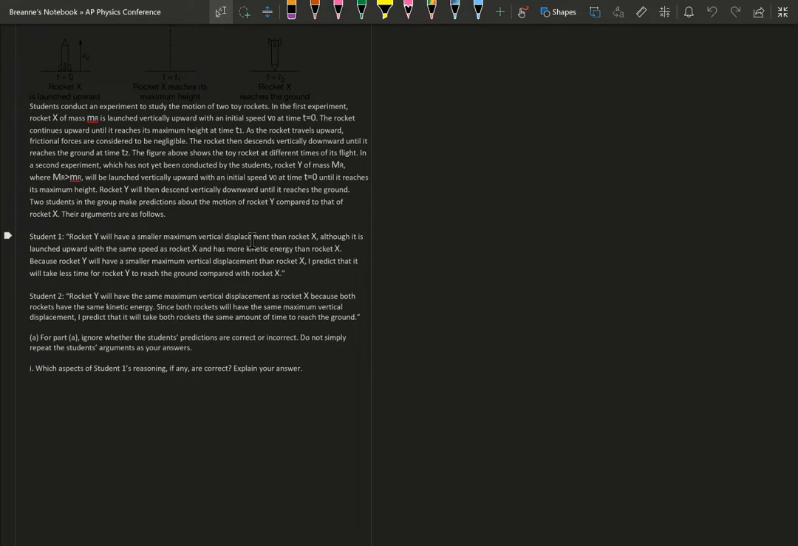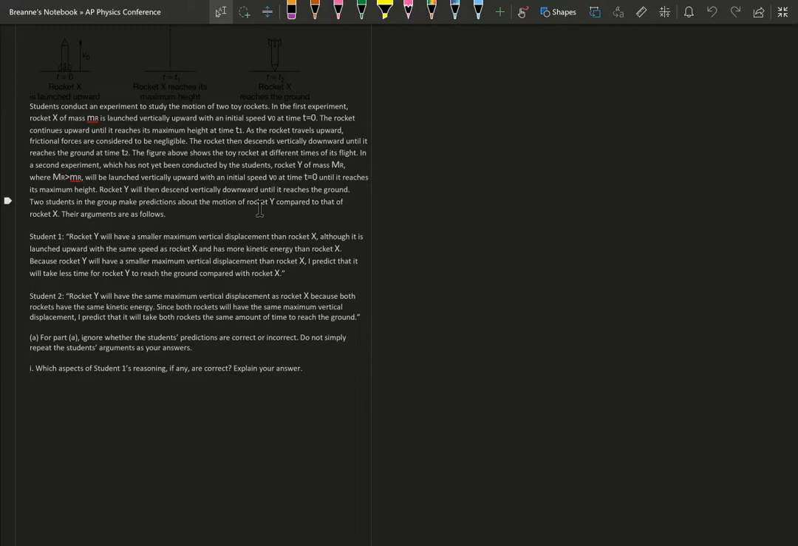So student 1 states, rocket Y will have a smaller maximum vertical displacement than rocket X, although it is launched upward with the same speed as rocket X and has more kinetic energy than rocket X. Because rocket Y will have a smaller maximum vertical displacement than rocket X, I predict that it will take less time for rocket Y to reach the ground compared to rocket X.